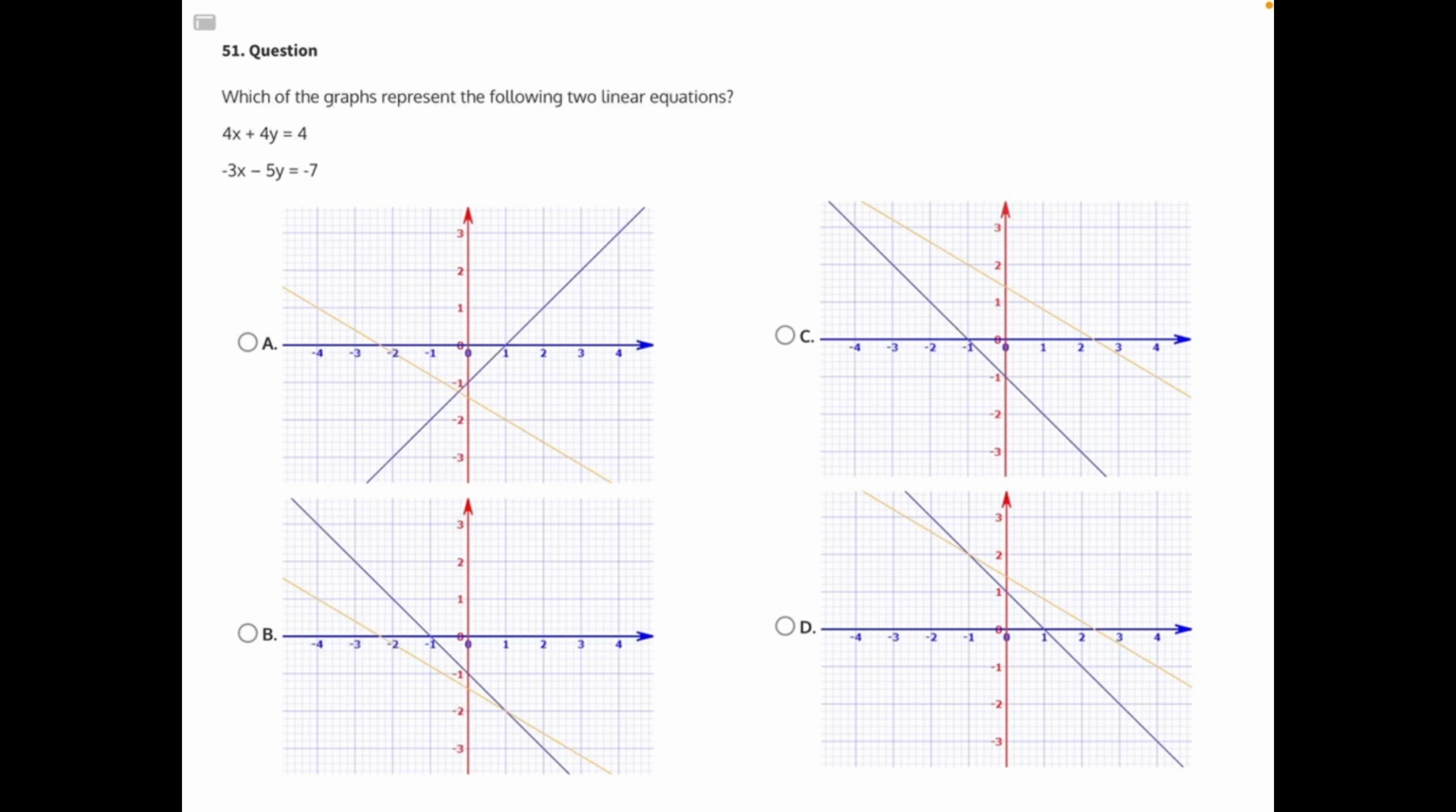Which of the graphs represent the following two linear equations? Let's start by putting these linear equations into slope-intercept form, which looks like y equals mx plus b, where m is equal to our slope and b is equal to our y-intercept. Let's take this first one.